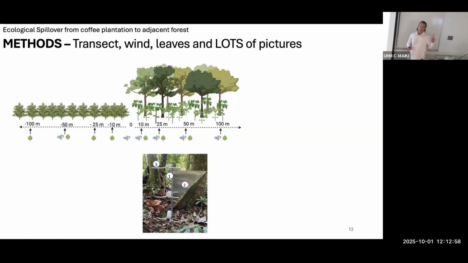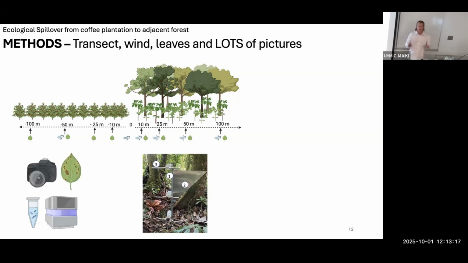And then we set up 2 at the border, one facing the coffee and one facing the forest. So these ones can't rotate. And this is characterizing what's blowing directly from coffee into the forest edge and directly from the forest into the coffee. And then at our different leaf sampling locations, 10, 25, 50, and 100 meters into the forest.